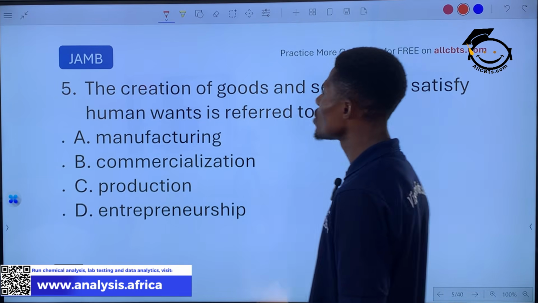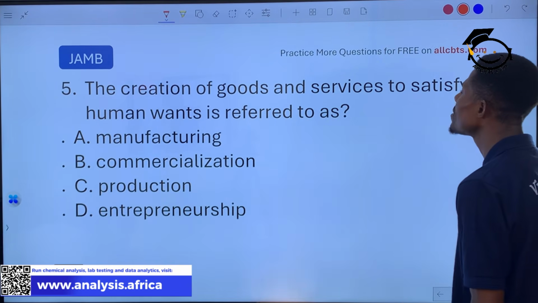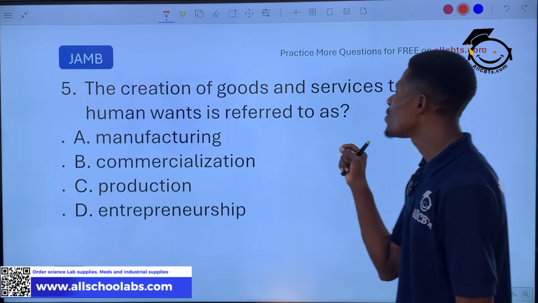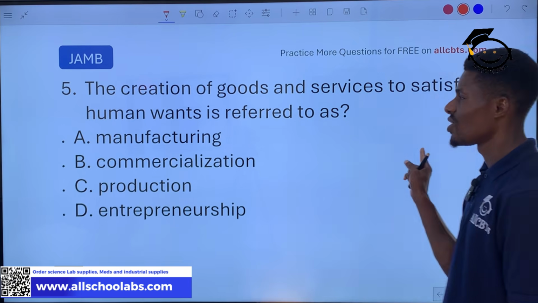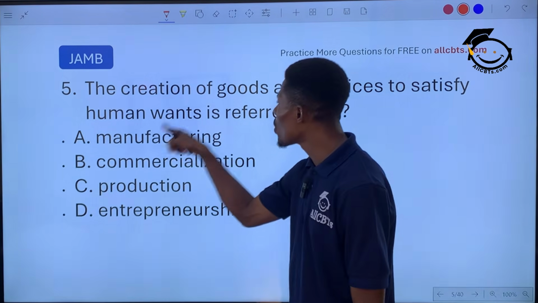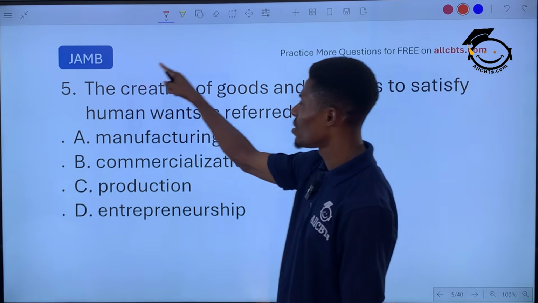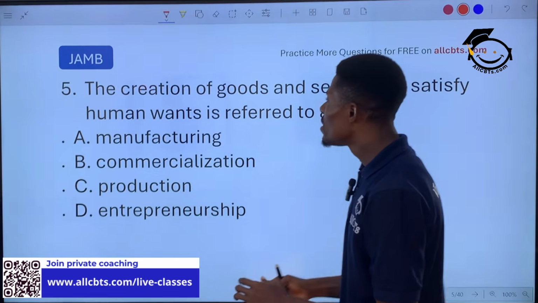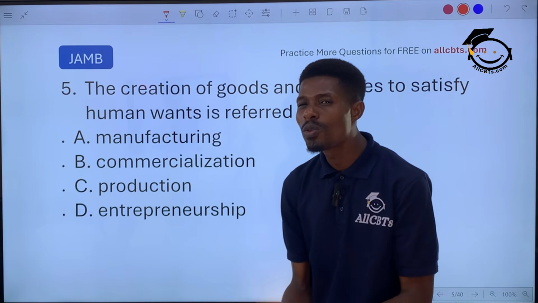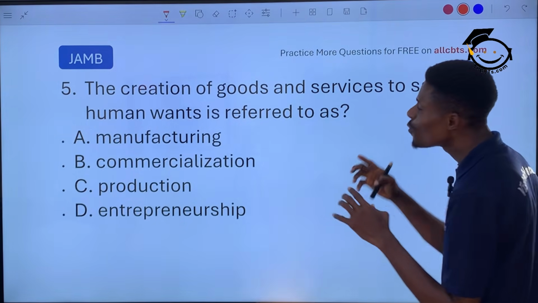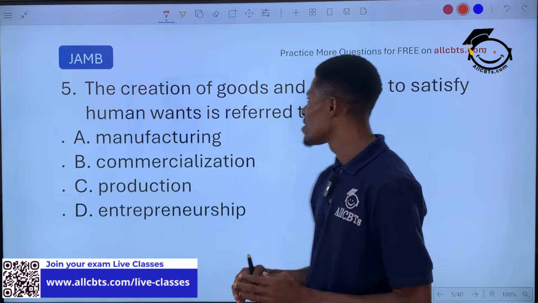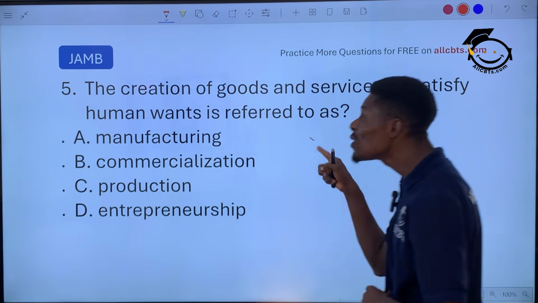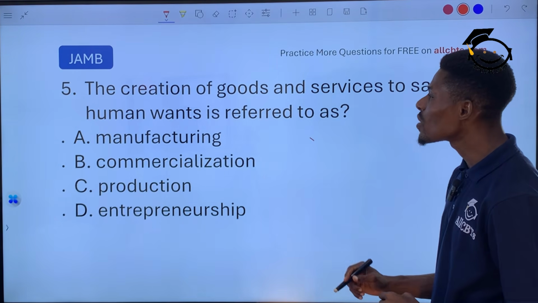The creation of goods, number 5. The creation of goods and services to satisfy human wants is referred to as dash. The creation of goods, take note of the word creation. That's talking about creating something, forming something. The creation of goods, the forming of goods, and the forming of services to satisfy human wants is referred to as what? Referred to as what?